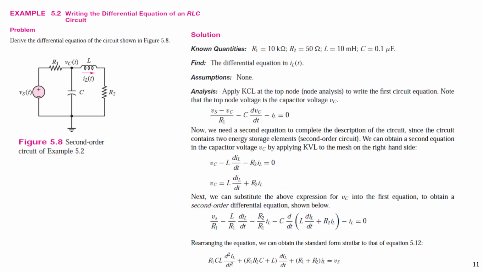Here is an example. When we have L and C, when we solve this type of circuit, finally we will get a second order differential equation for the RLC circuit. So we focus on only RL or RC here.